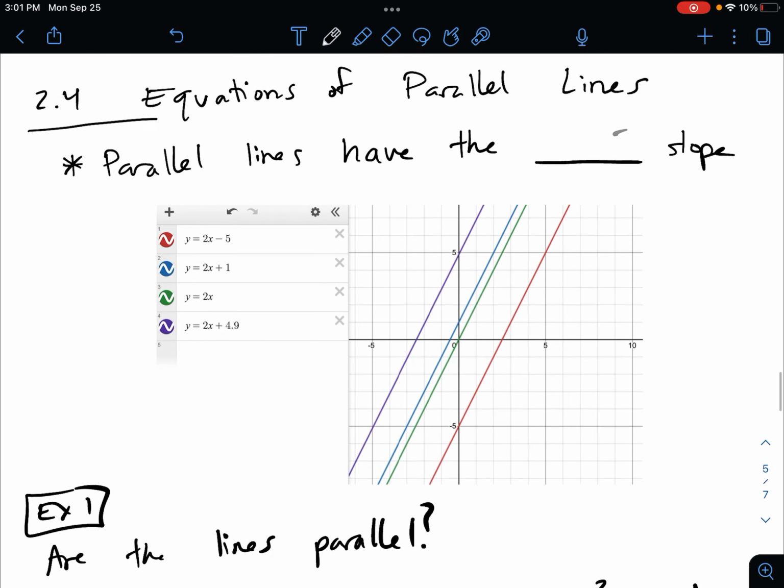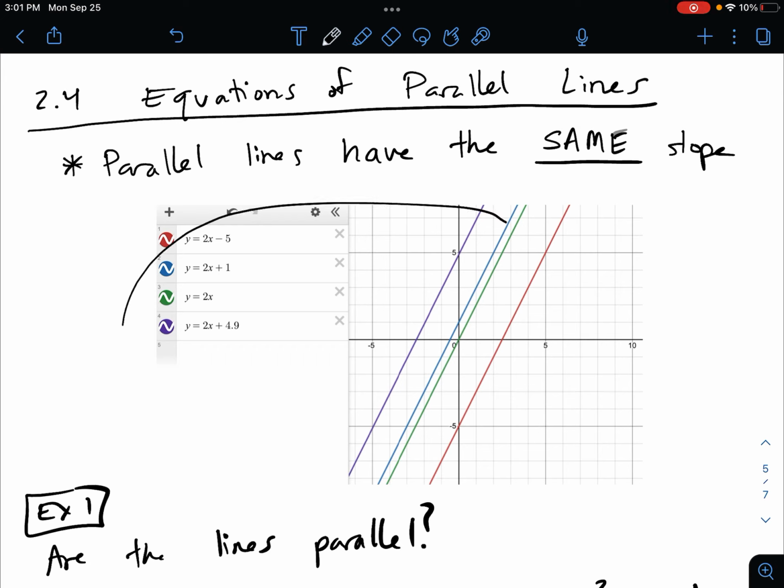In 2.4 here, we are working with equations of parallel lines. Now we know that parallel lines always have the same slope, all right? So here's an example. I did this on Desmos just now. You can see that the red line has a slope of 2, the blue has a slope of 2, the green has a slope of 2, and the purple has a slope of 2.